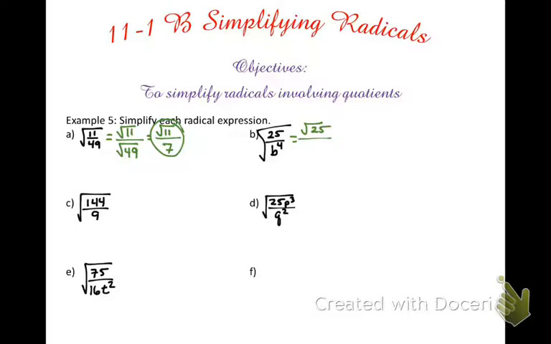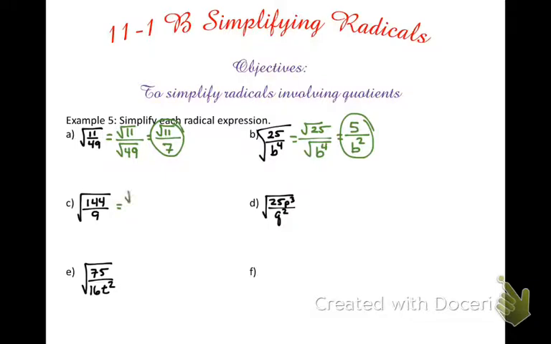Break up square root of 25 and square root of b to the 4th. Square root of 25 is a perfect square, so it's 5. And b to the 4th also is a perfect square, so it's going to be b to the 2nd. And notice I don't have any square root signs, so I leave it that way.